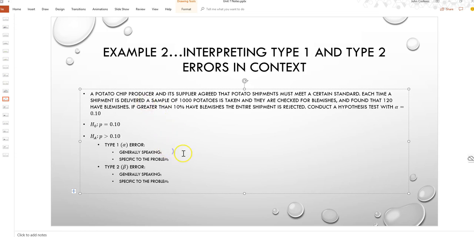Okay, so generally speaking again, for type 1, we reject the null hypothesis when we shouldn't. I'm going to throw a couple different synonymous ways of saying it in here. Type 2, we fail to reject the null hypothesis when we should. So again, both those things mean the exact same thing.